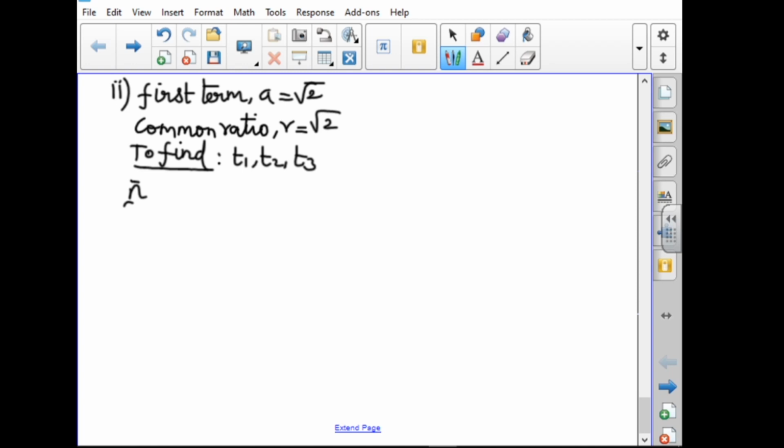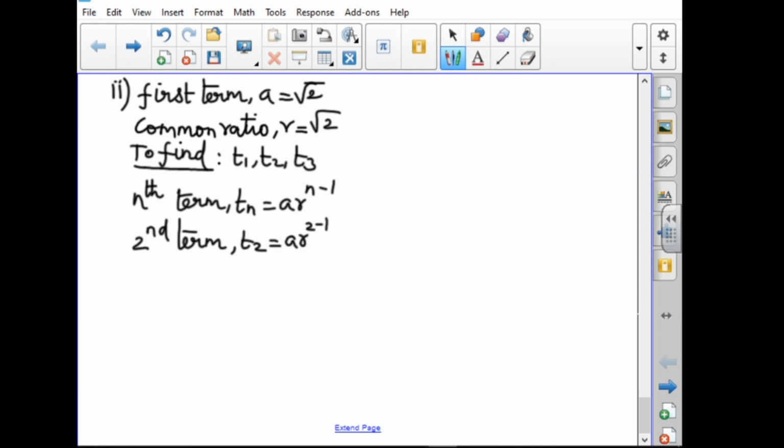So, nth term, general term, Tn equal to A into R power n minus 1. So we find the second term. Second term T2 equal to A R power 2 minus 1. That is A R. A first term is given as root 2. R is given as root 2. So root 2 into root 2, the answer will be 2. So this is the value for the second term.